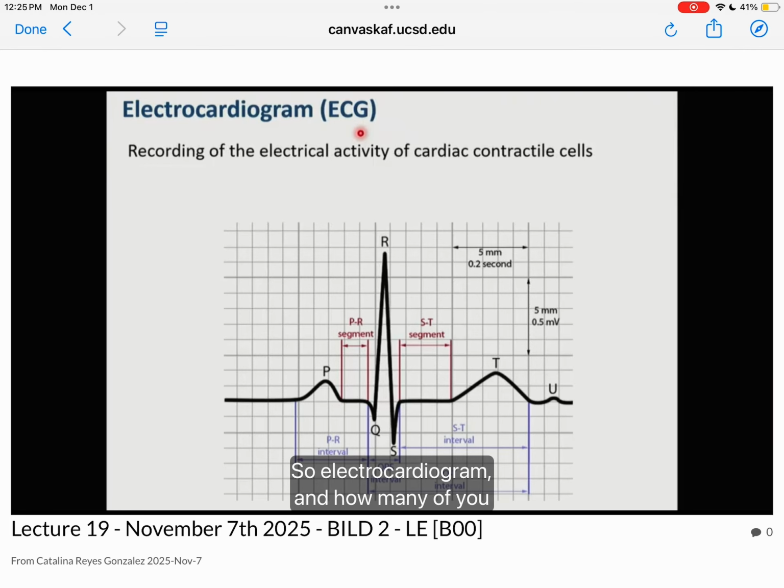So electrocardiogram, and how many of you have had an ECG at the doctor's office? None of you? No? That's very healthy population here.